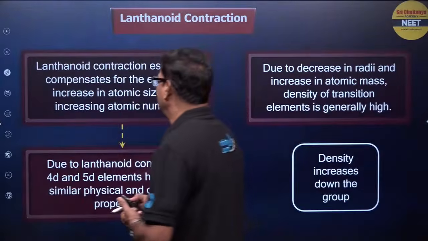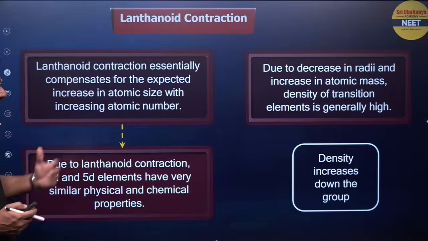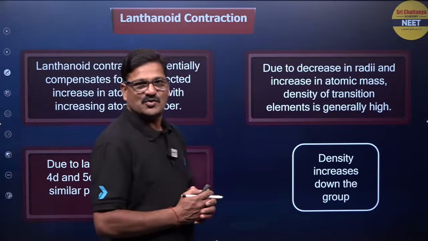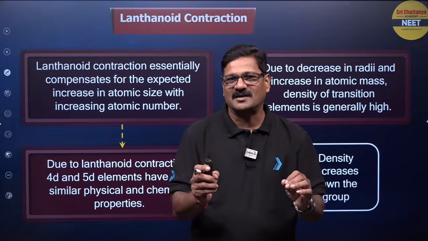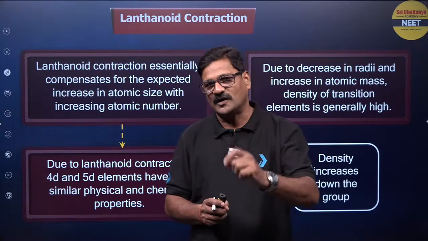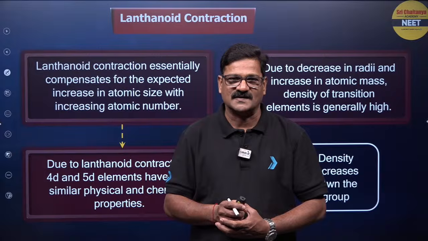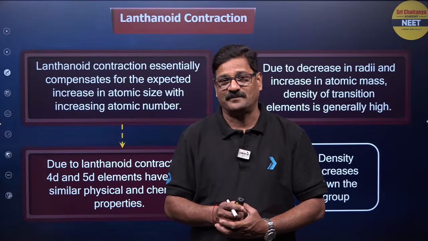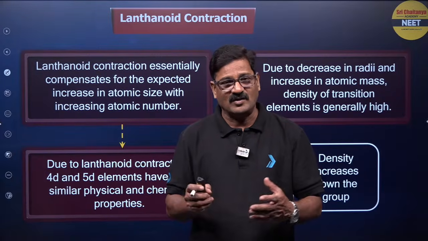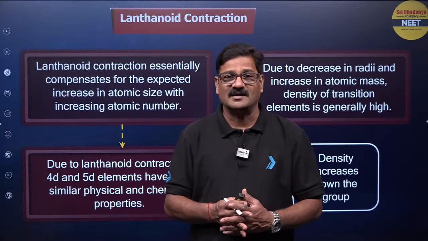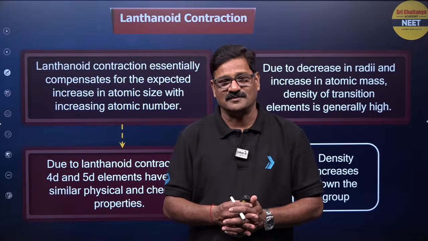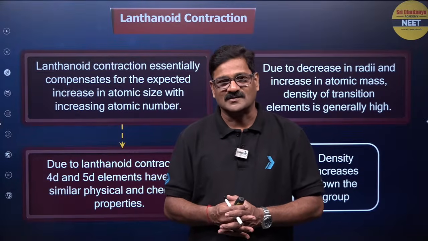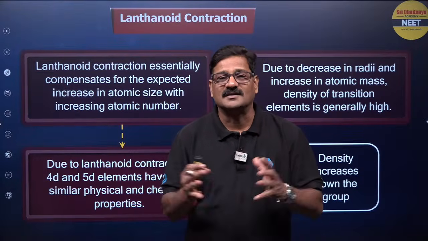Now moving ahead, this is about the Lanthanoid contraction. So what is this Lanthanoid contraction? Definitely, I am telling you, you are expected to get a question from Lanthanoid contraction. The steady decrease in atomic or ionic radius in lanthanoid elements from cerium to lawrencium is called Lanthanoid contraction.